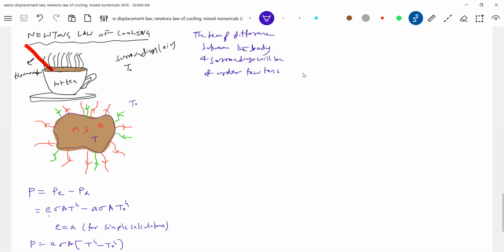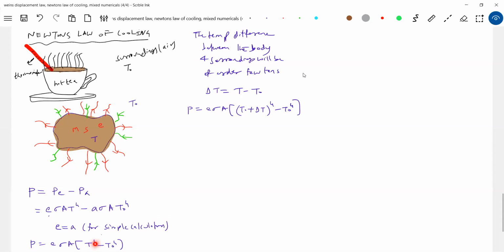So that's the thing. Okay, let me proceed now with the mathematics. Therefore this delta T, the temperature difference T minus T naught, will be very small. Not very small meaning not negligible, it will be of appreciable size, some few tens. Okay, let me introduce this back here. P equal to E sigma A, so can I write this as T naught plus delta T to the power of 4. I'm introducing it back in this equation.